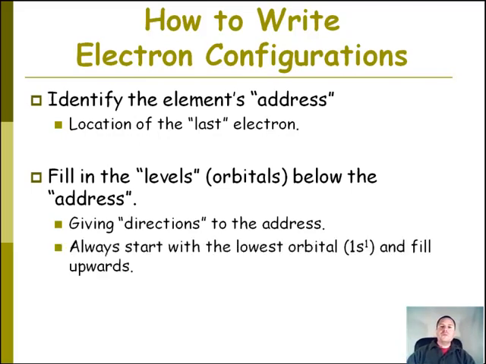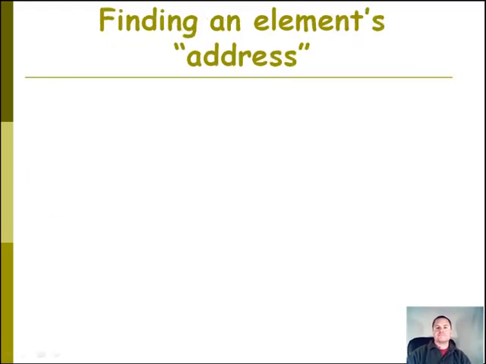When we're filling up these orbitals, we're always going to start with the lowest orbital. That's going to be 1s1, the hydrogen one, and then we add on to that until we get to the location of the last electron. And that's what we're going to work on today: how to write out these long electron configurations.